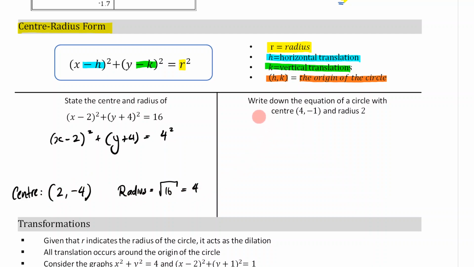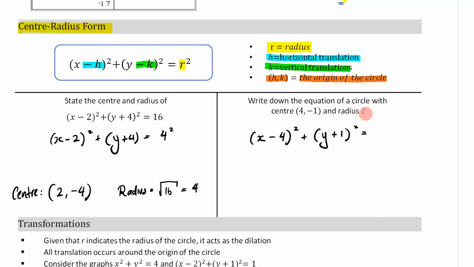Let's move on to this next one over here, which says write down the equation of a circle with the center at 4, -1, and a radius of 2. So this is where we need to be careful about the sign in front of our h and k values. If I have the center with an x value of +4, that means I need to write -4 here. Then I square it, plus y. Now, if I have a y value with a center of -1, that means I need to write a +1 here.